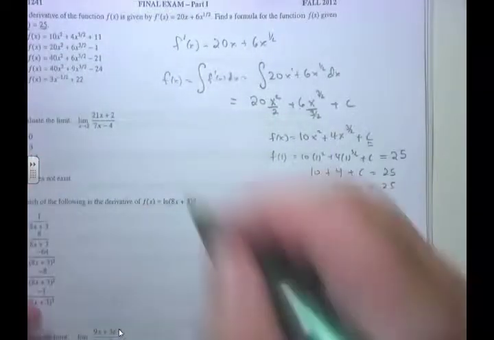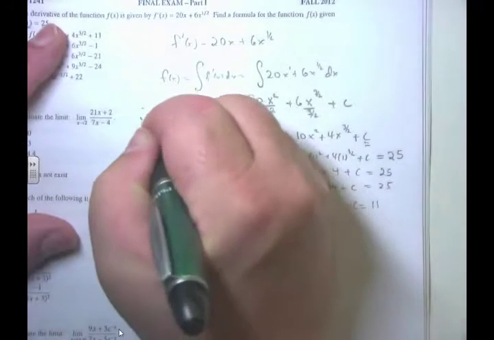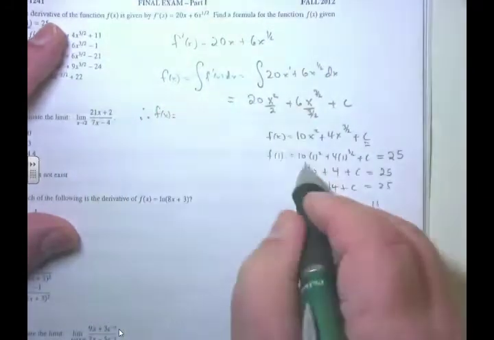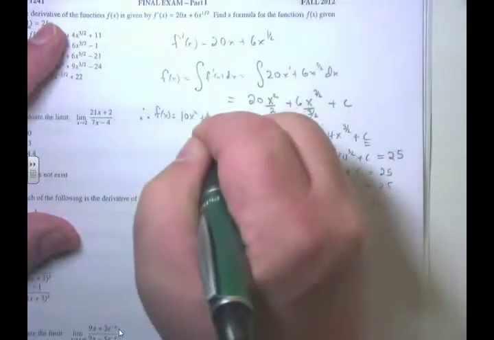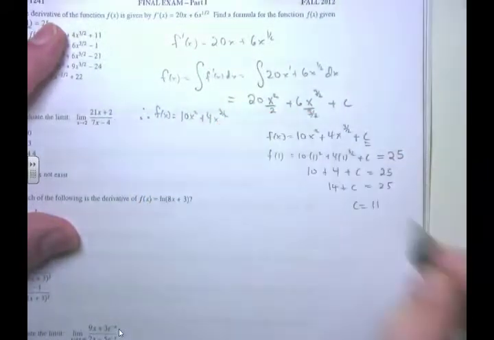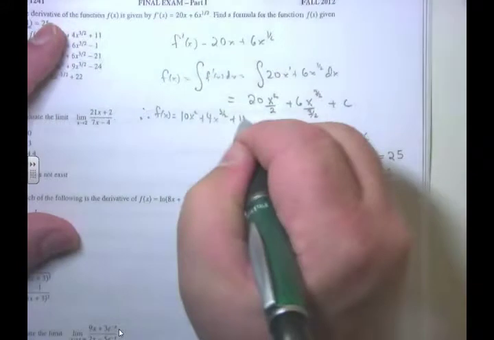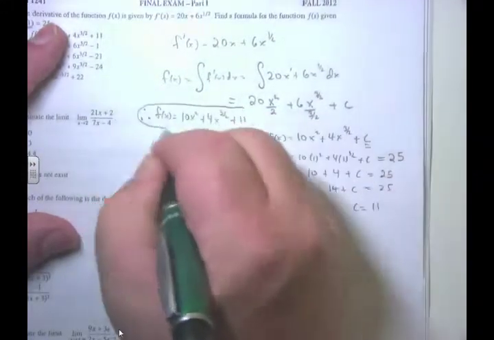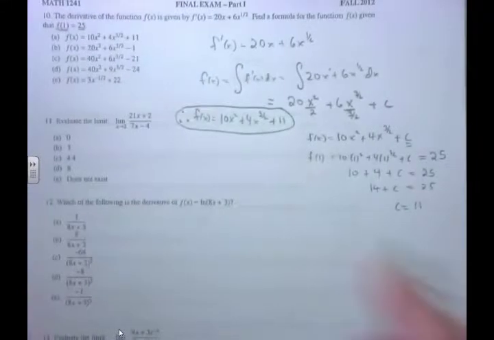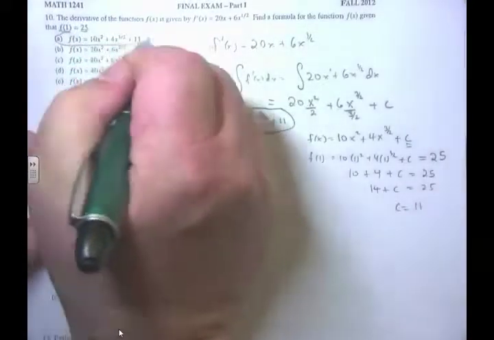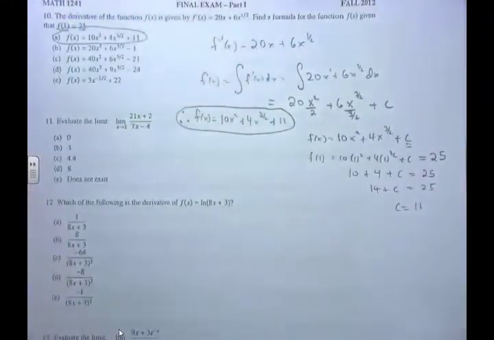Does that make sense? Therefore, my final answer is f of x is equal to 10x squared plus 4x to the 3/2 plus c, but c was 11 after we found that initial condition. Which is answer which one? A. But honestly, if I wanted to save a bunch of time, now I'm going through every detail in this problem and not skipping any steps, I could have got this answer 10 minutes ago.